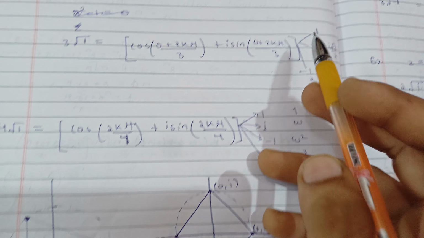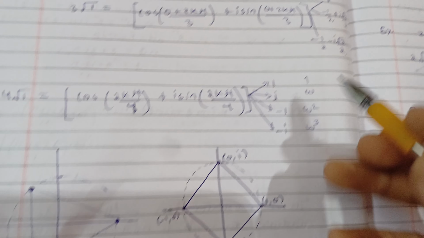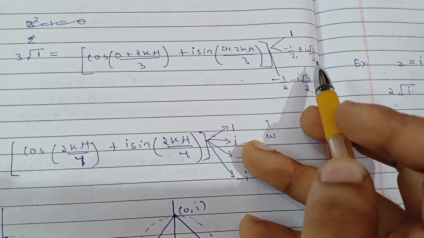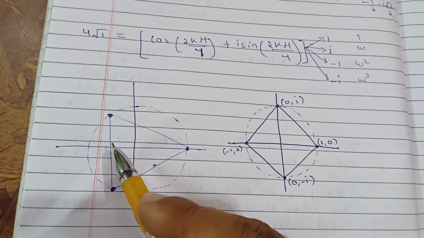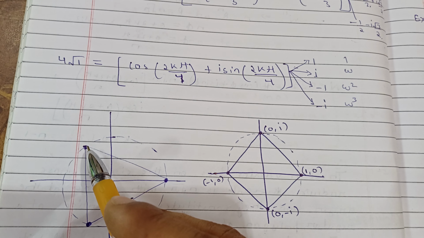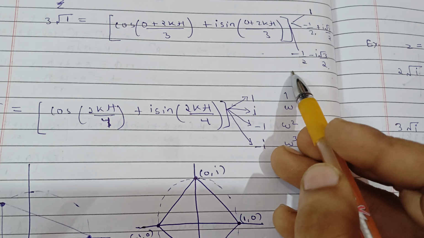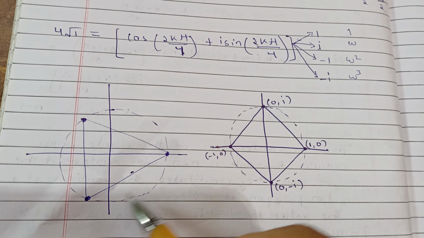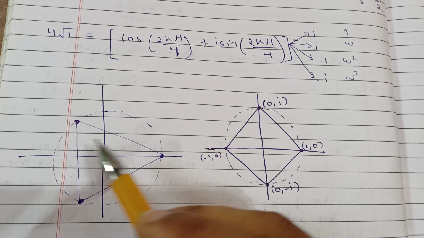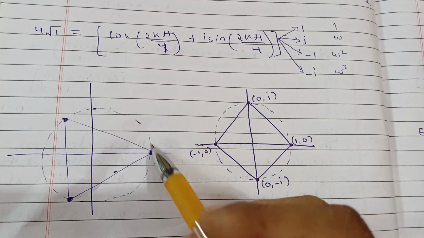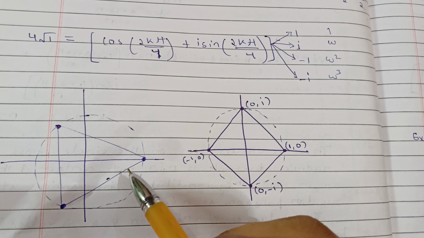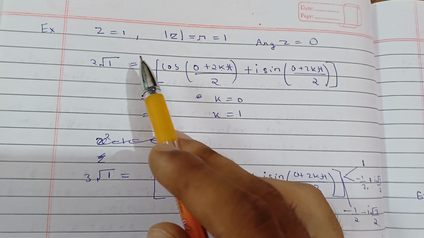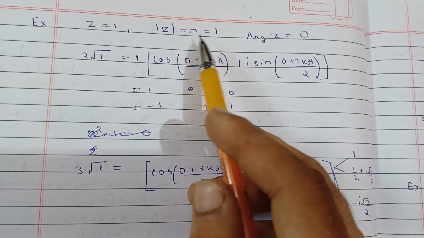So the first point is 1, so this will lie here. Now the second point is minus 1 by 2 plus root 3 by 2 i, so it will be minus 1 by 2 here and plus root 3 by 2 here, so this point will lie here. And the third one will be minus 1 by 2 minus root 3 by 2 i, so this will lie here. Now when you join these 3 points, it will give you a polygon, meaning a triangle, and all these points will be on the circle of radius 1. Radius can be found from here: mod z is r equal to 1.